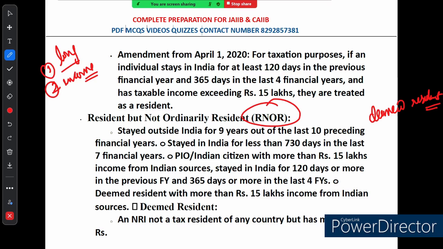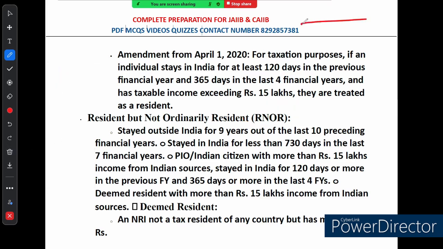So let's get started. What does resident but not ordinary resident, or RNOR, mean? Think of it as a middle ground between a full-time resident and a non-resident. Suppose at one extreme there is a full-time resident, and on the other extreme there is a non-resident. RNOR is a middle ground between both of them.